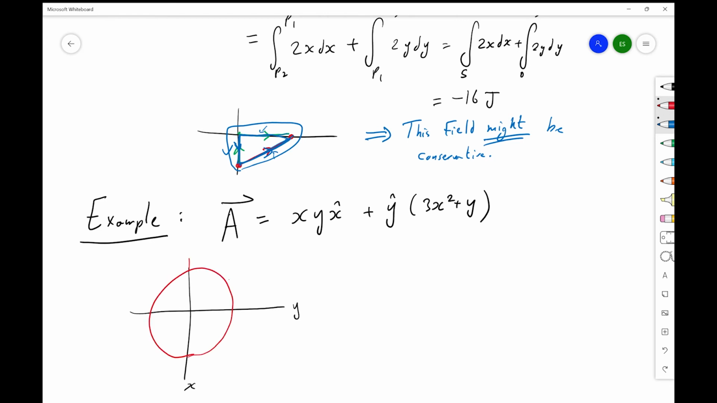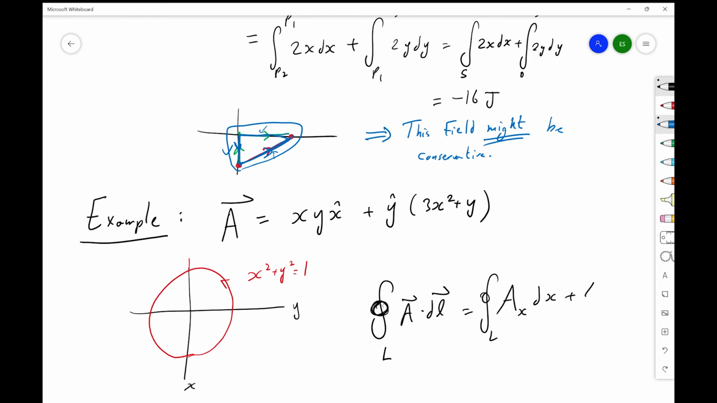So this is my path. What's the equation of the unit circle? It's x squared plus y squared equals 1. Right? That's how you know that you're on the unit circle. Okay. So the integral, so it's a circulation, so that's why it has a circle here. A dot dl is just going to be the integral of the x component dx plus the y component dy, right? This is the dot product.